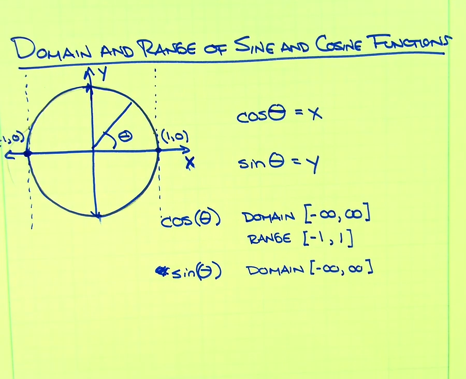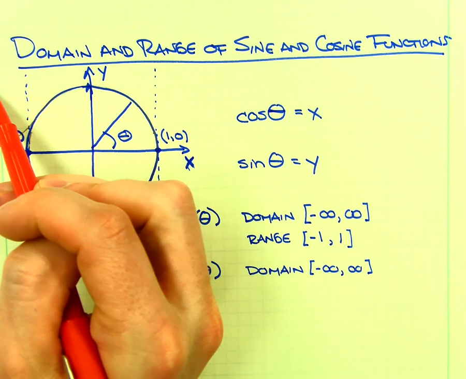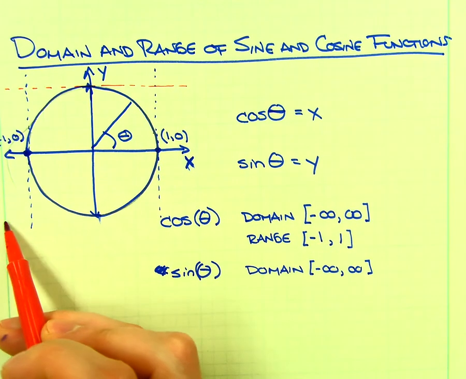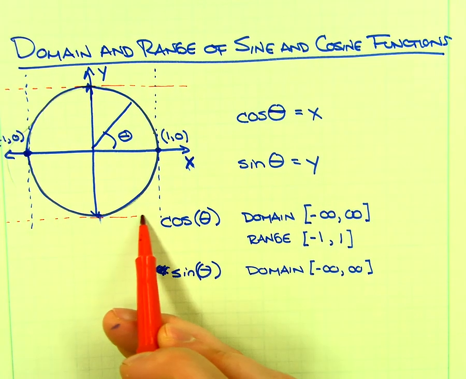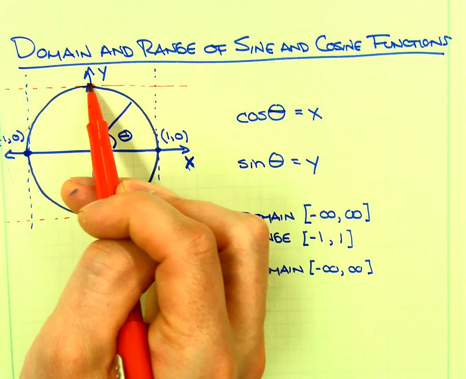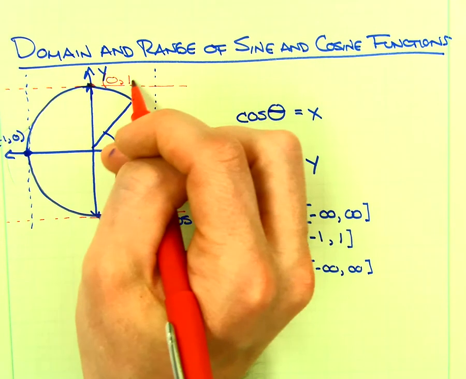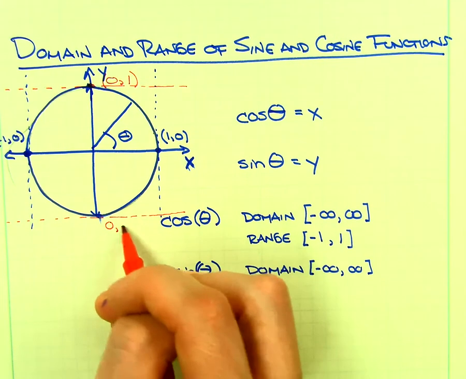However, the range, similar to exactly what we did with our x values, is limited. So in this case, my range is limited. It's got a high point up here, which sure enough is (0, 1). And here is (0, negative 1).